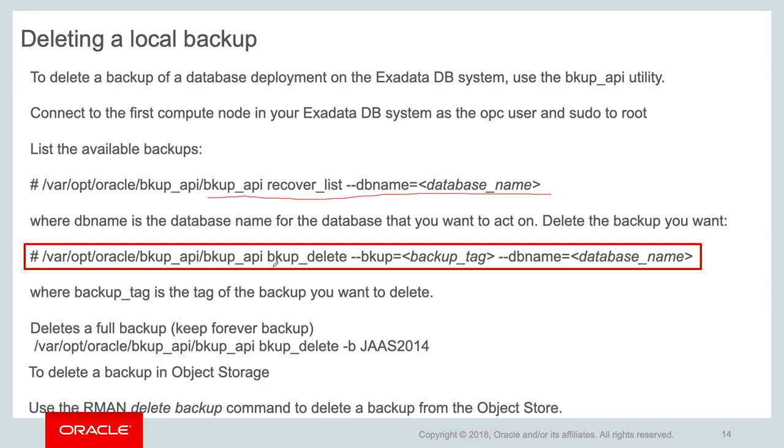For doing that, you will be using the backup_delete keyword here, and you also have the ability to provide backup equals to, based on the tag and the database name. The backup tag is the tag of the backup you want to delete. To delete a full backup or keep-forever backups, you use backup API backup delete and then the associated tag. It is going to delete a backup which has a keep clause. If you want to delete a backup in object storage, you can also connect to RMAN and use delete backup commands to delete a backup from the object storage.